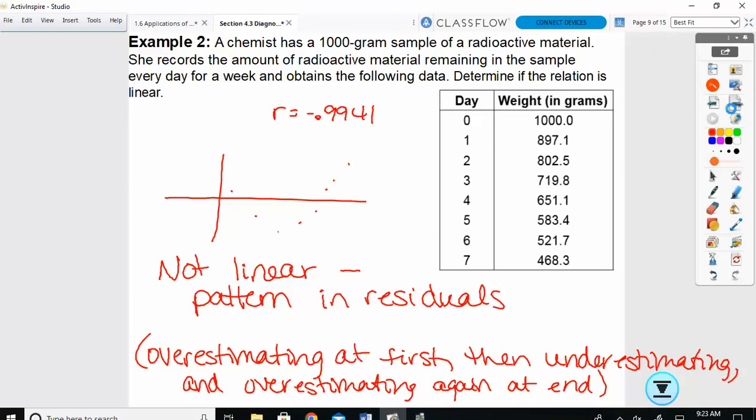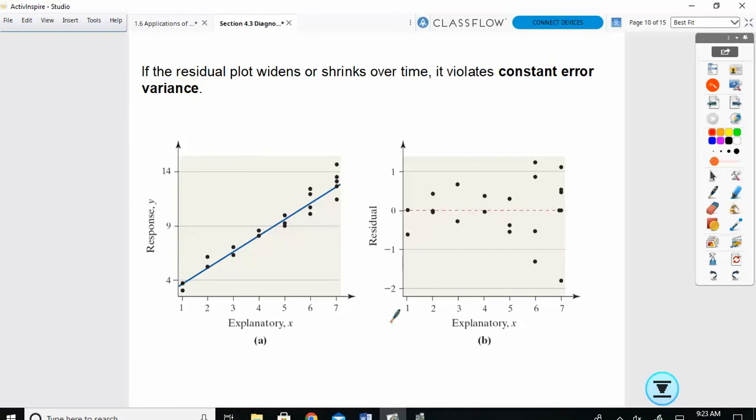All right, so the next problem that we might encounter is constant error variance, which I kind of talked about here, that as time goes on, your line might be a worse approximation. And we see that here. This is my residual plot, so we can see the residuals started out pretty close to 0, but then as time goes on, they just get more and more spread out.